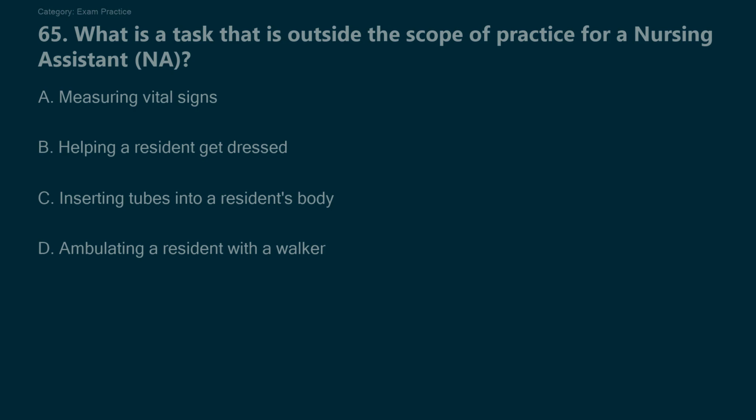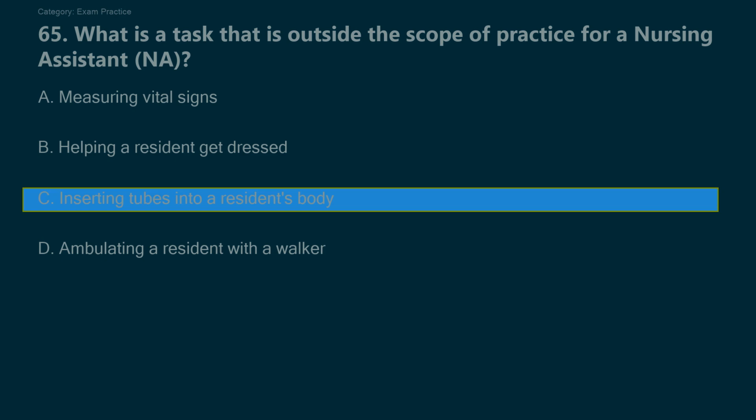Question 65. What is a task that is outside the scope of practice for a nursing assistant, NA? Option A, measuring vital signs. Option B, helping a resident get dressed. Option C, inserting tubes into a resident's body. Option D, ambulating a resident with a walker. The correct answer is option C, inserting tubes into a resident's body.